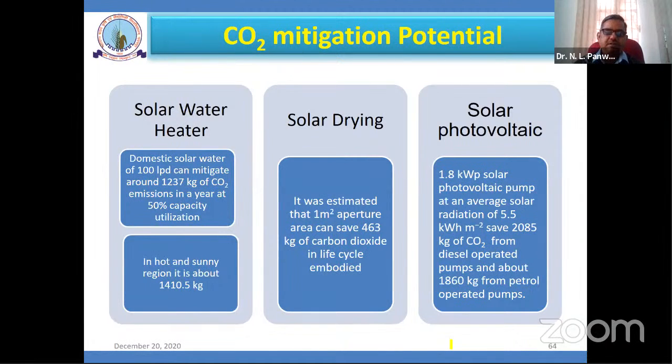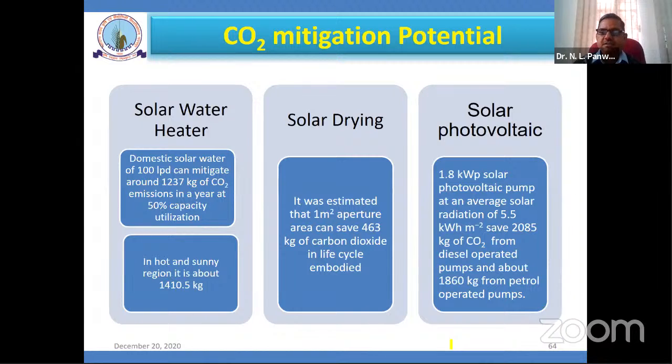the solar water heater, you can see a domestic solar water heater. We hardly need 100 liters per day, and that can mitigate around 1,237 kg of carbon dioxide emission in a year if we use it at 50% capacity utilization. So on an annual basis, we can say 1.2 tons of CO2 that we can save if we use a 100 liter per day capacity solar water heater for our domestic purpose.